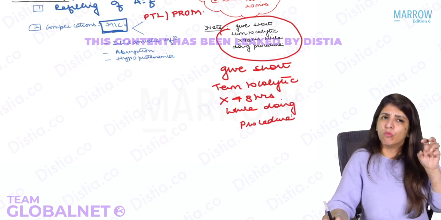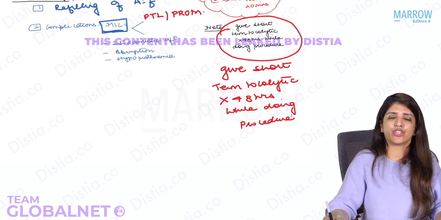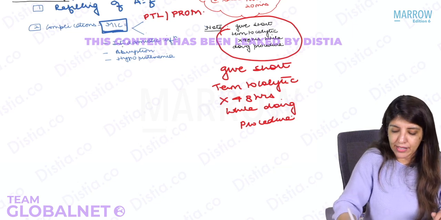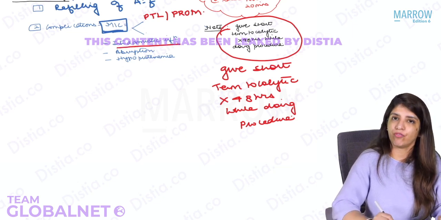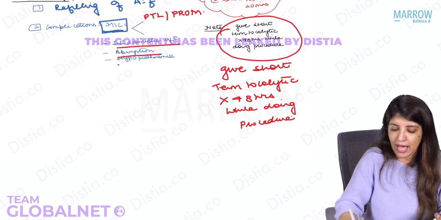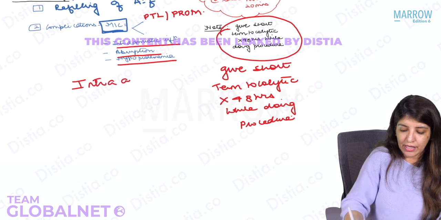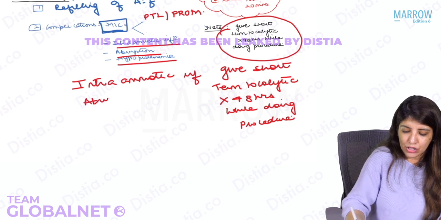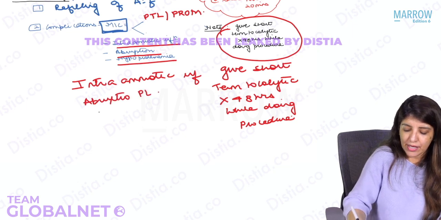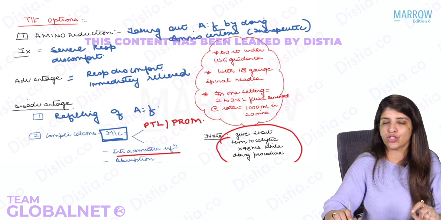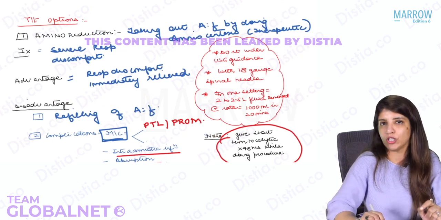Because the most common complication when you do amnioreduction is that it can lead to preterm labor or premature rupture of membranes. Apart from that, it can lead to intra-amniotic infection, abruptio placenta, and hypoproteinemia.